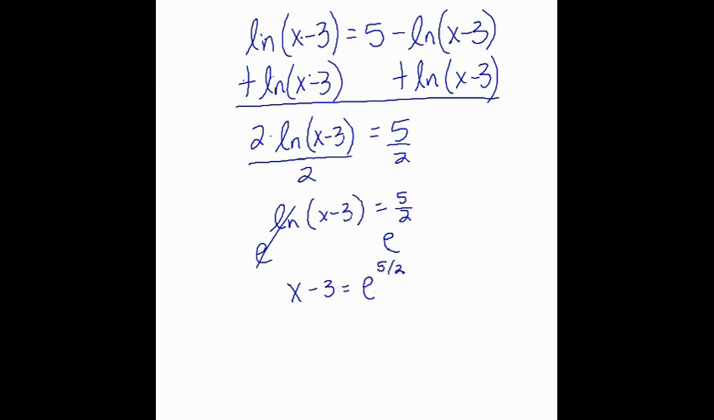And then we add 3 to both sides, giving us e to the 5 halves plus 3. And that e is a positive number to any power, and then 3 is positive. So we get a positive solution.